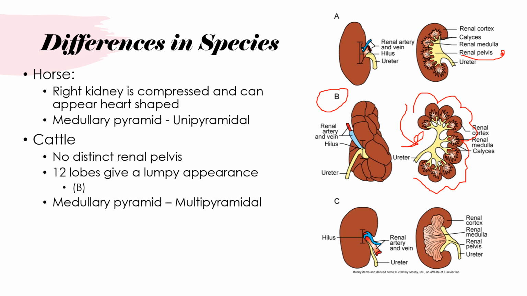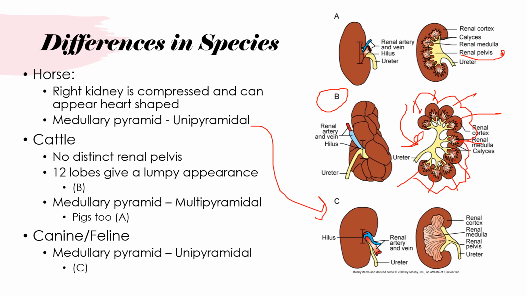And it's going to be multi-pyramidal, okay? So here's a pyramid, here's a pyramid, pyramid, pyramid, okay? But for a horse, it just has one pyramid, kind of like down here in C. But that's not a horse one. Pigs are also going to have multi-pyramidal kidneys as well. You have a multi-pyramidal kidney, congratulations. But guess what doesn't? A canine and a feline. They are going to be unipyramidal, like we see in picture C.